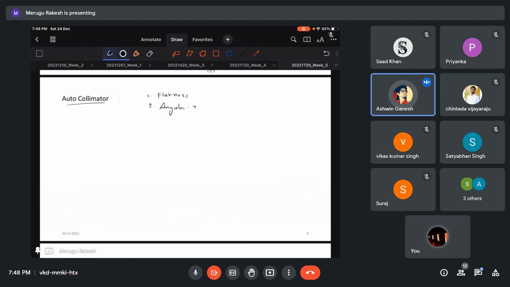Why are we using autocollimator? What are the parameters that you measure using this autocollimator? Very small angles. Okay. Small angles, true. Can I measure flatness and straightness? Yes, sir. So these are the two or three: flatness or straightness, then small angular measurements.